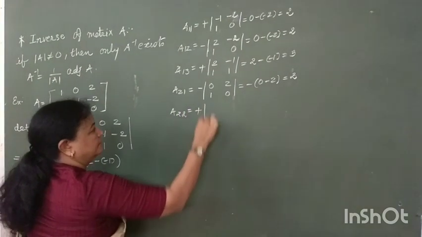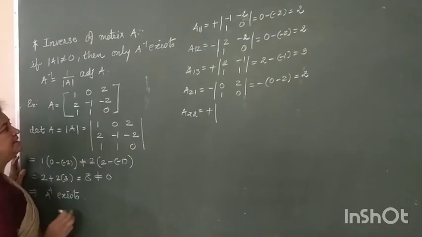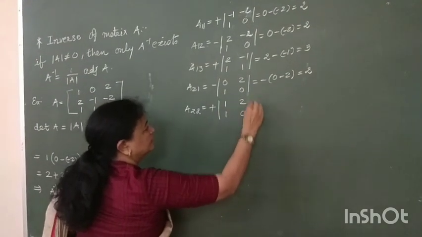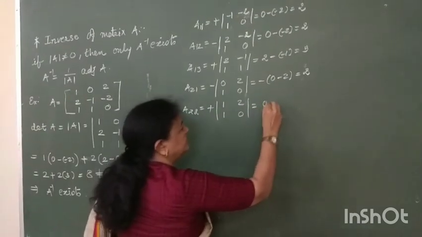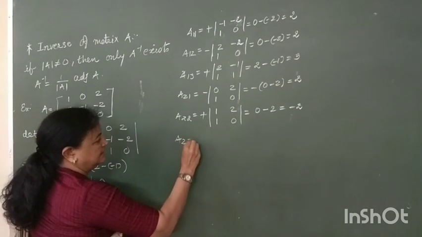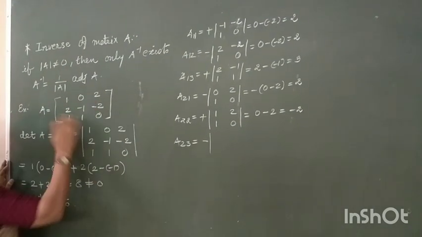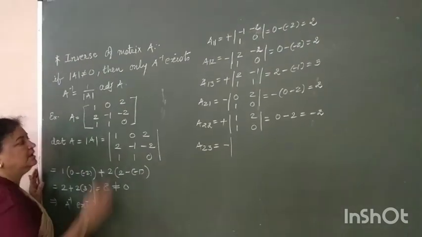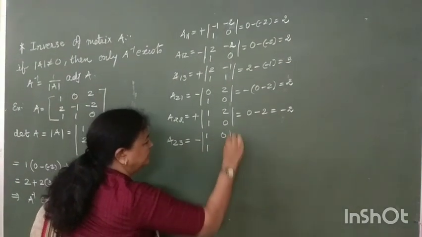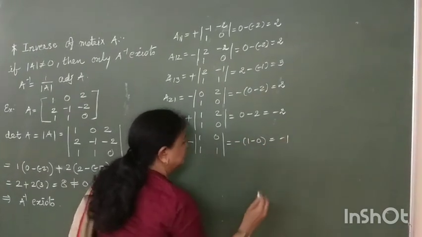A22, sign is positive. Removing the second row and second column, 1 2, 1 0, so 0 minus 2, finally minus 2. A23 negative, we just remove the third column and second row, so 1 0, 1 1, so minus 1 minus 0, minus 1.